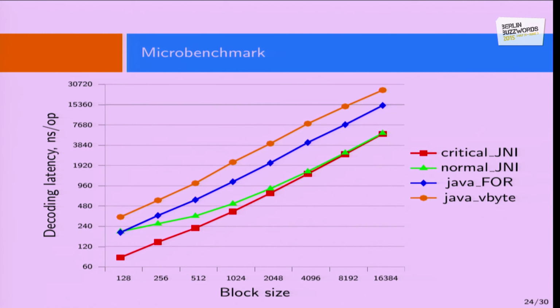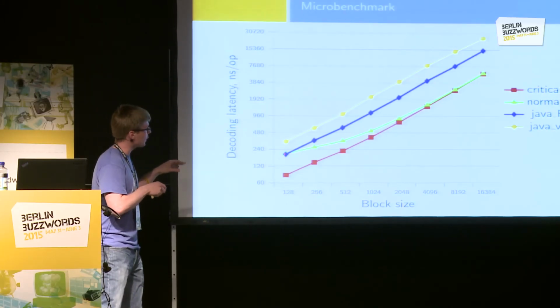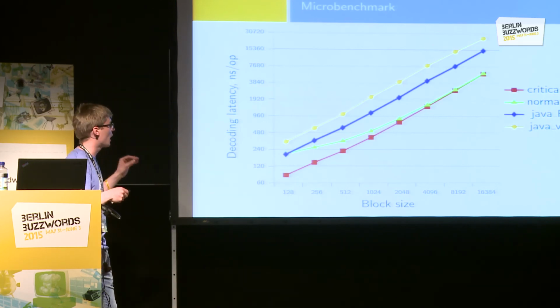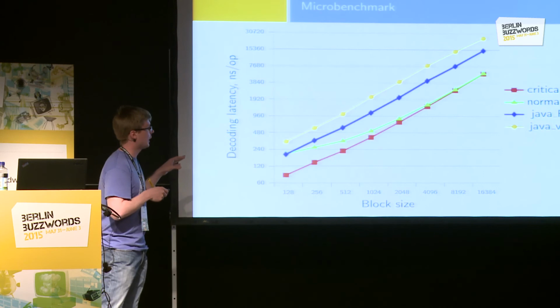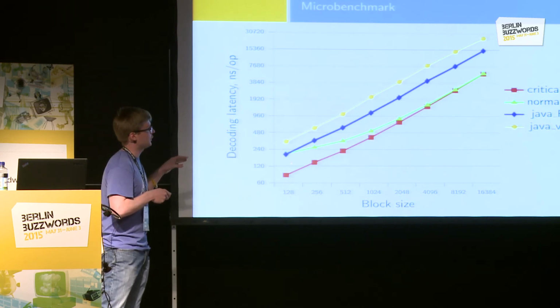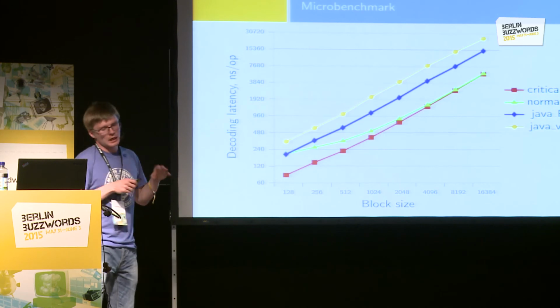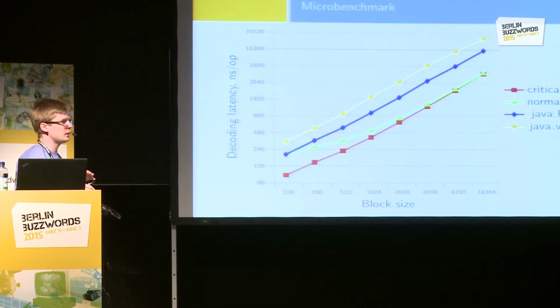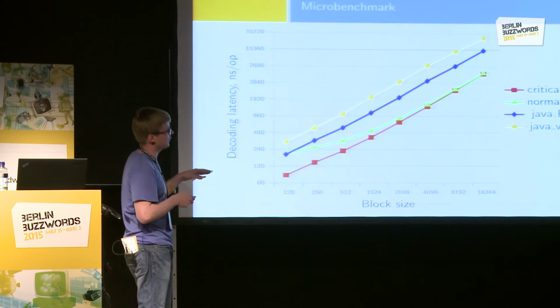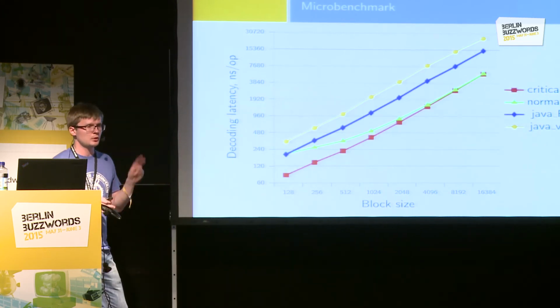In the case of the normal JNI call and the blue Java call, for block size 128, we have the same latency. It's about 180, two times bigger than the critical call, and they show the same latency. So in the case of the Lucene codec, the standard JNI call has significant overhead and doesn't improve performance. In the case of the critical call, we improve decoding performance by 2 times.